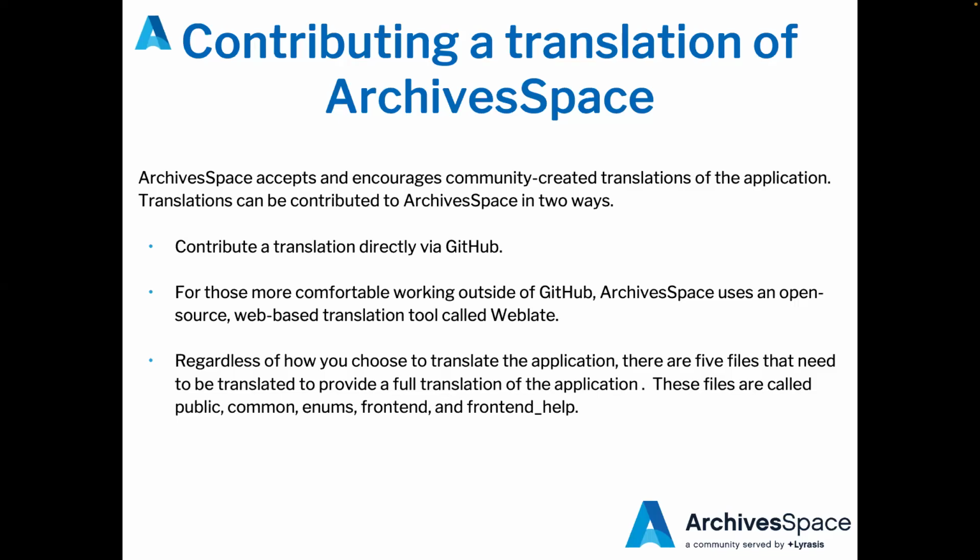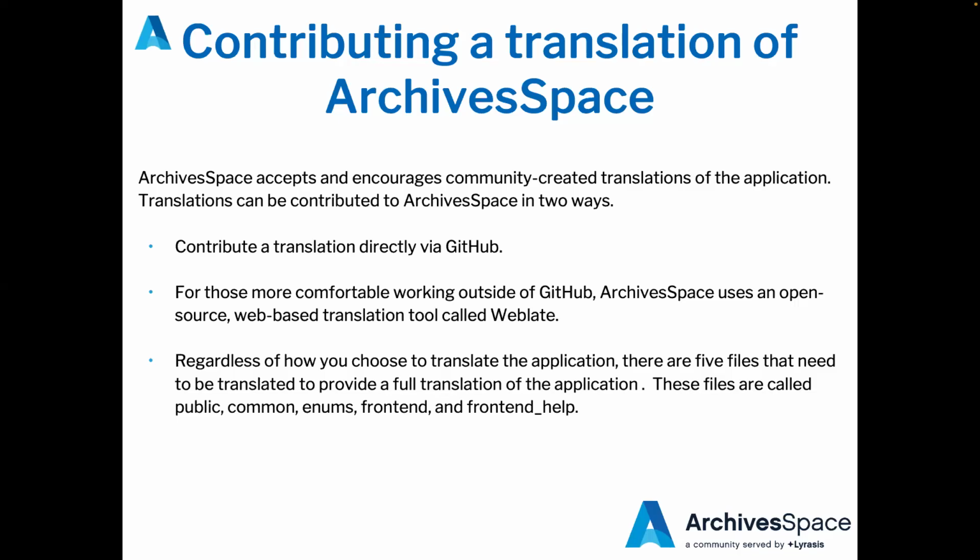Regardless of how you choose to translate the application, whether through GitHub or Weblate, there are 5 files that need to be translated to provide a full translation of the application. These files are called public, common, enums, front-end, and front-end help. That's just what the files are called. We're going to be seeing them today, which is why I mention it now.